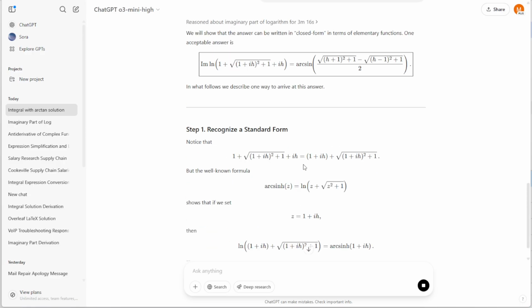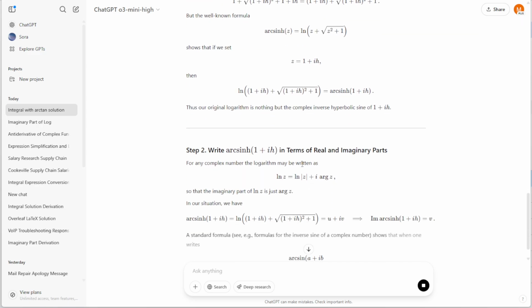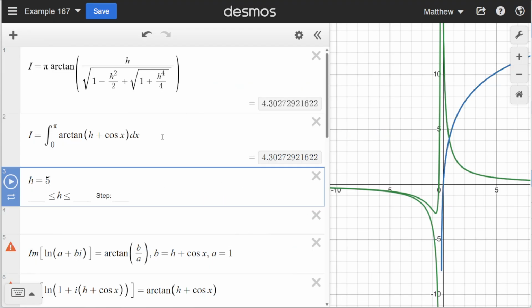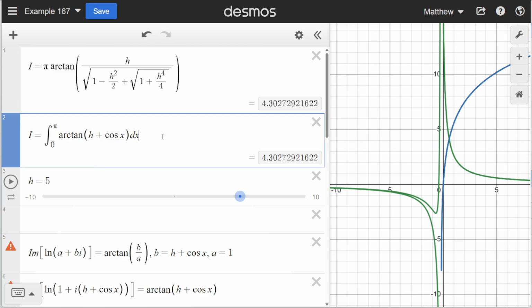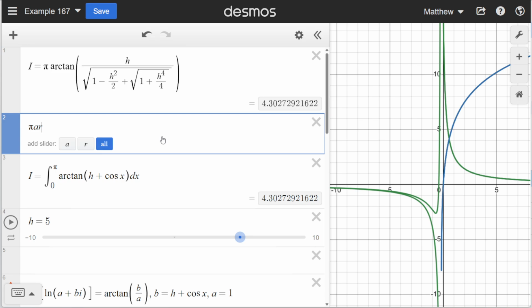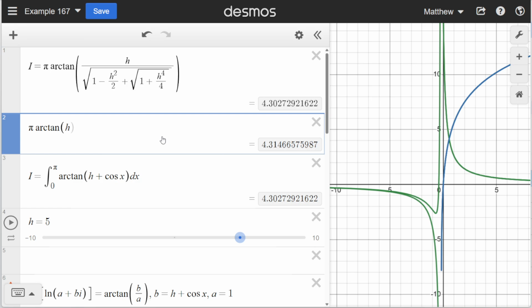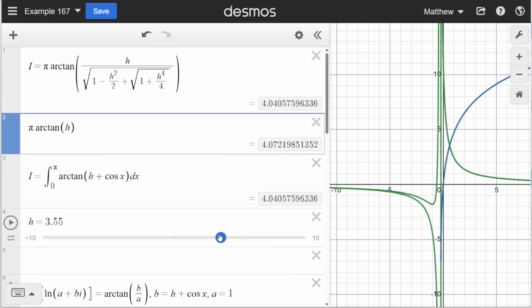Oh, looks like ChatGPT is done. Let's see if it got the right answer. I'm interested. We'll try pi arctangent h, but I'm sure that's not right. I mean, it's close, and it probably guessed, just like I told it not to. You can see pi arctangent h is very, very close, but it's not exact like ours is.